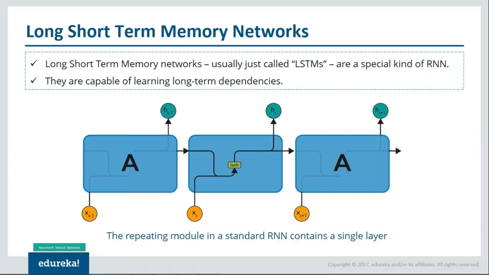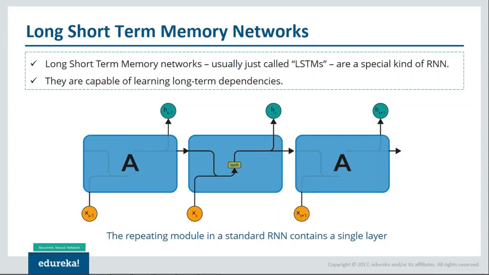Now what are LSTMs? Long short-term memory networks, usually called LSTMs, are nothing but a special kind of recurrent neural network, and these are capable of learning long-term dependencies. Now what are long-term dependencies? I've discussed that in the previous slide, but I'll just explain it here as well. Sometimes we only need to look at recent information to perform the present task. Let me give you an example. Consider a language model trying to predict the next word based on the previous ones.